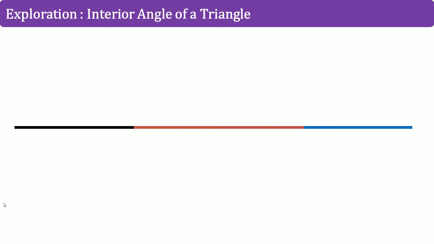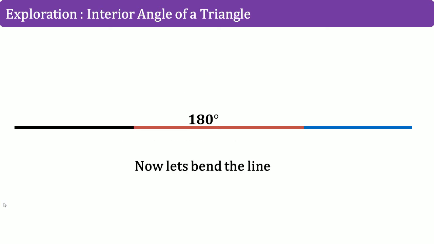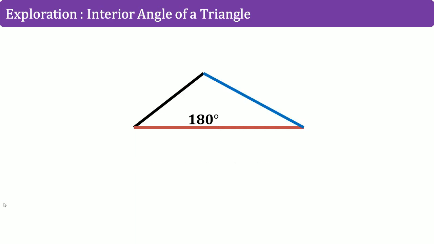We'll start off with a straight line here, and we know that a straight line is made of 180 degrees. Now let's start bending the line. We bend one side, then we bend the other. Did you notice anything happening to that 180 degrees? No, nothing happened to that 180 degrees. The fact that we bend or unbend it, the angles remain the same. This is a branch of mathematics called topology.